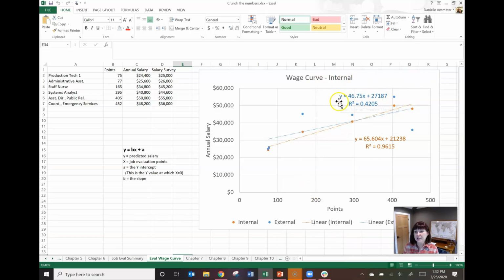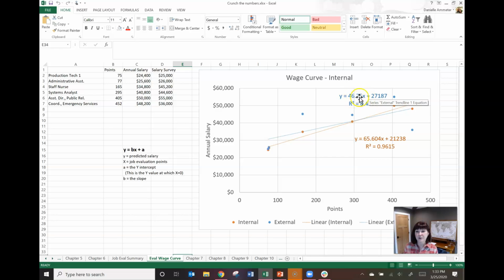These are the regression lines. This is the formula for the regression line. Y equals 46.75x plus 27,187. So 27,187 is what's called the y-intercept. So that's the dollar value if we had 0 job evaluation points.